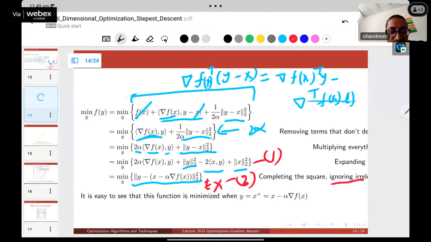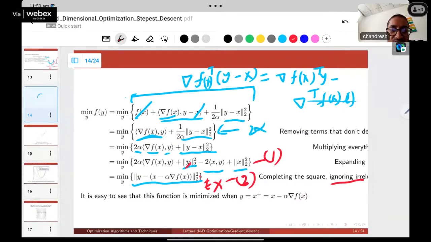For example, if you open this, you will get norm of y squared. Then if you open this whole square, you will get norm x squared, plus an additional term, alpha squared and norm of gradient squared. That can be ignored because it does not contain y, so it has no contribution, right? We can remove a constant term, and similarly we can add a constant term in the optimization problem, not an issue.